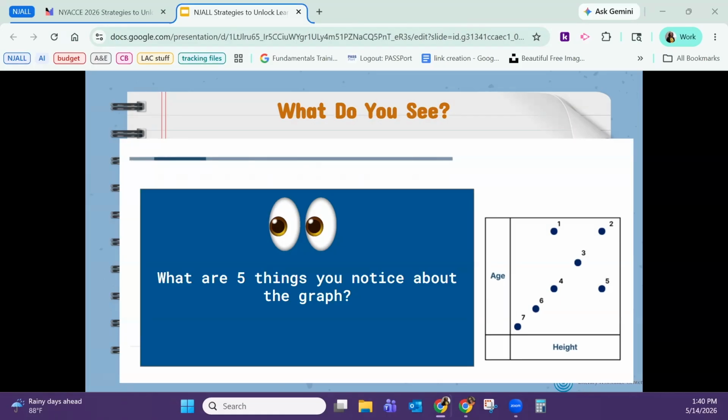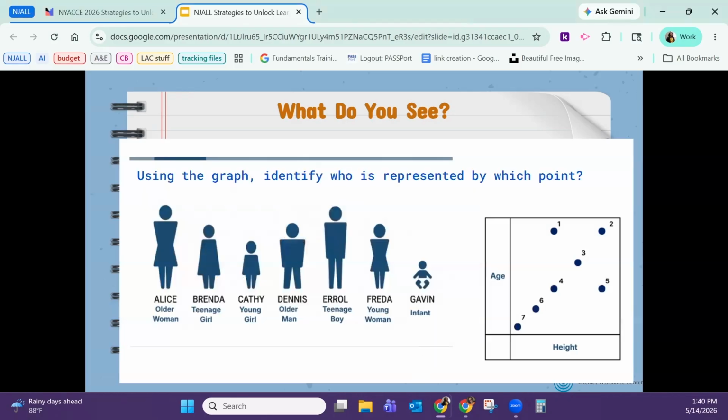Now let's see if we can use it. We're actually going to do this activity. Here you go. Ready? Using the graph, I only have time to give you about a minute and a half, so I apologize for that. Using the graph, identify who's represented by which point. What do you mean by that? I mean, Alice, is she number 7? Is she number 3? Is she number 5?